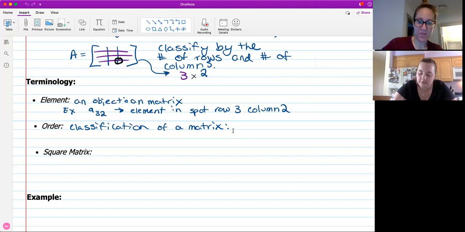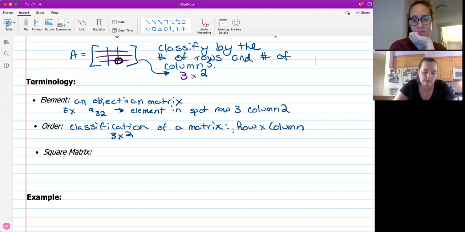So again, we go row by column. So matrix A up above here that we just did, that is a 3 by 2 matrix, and that is the order of the matrix. So that's how we tell that. So 3 by 2, just like that.